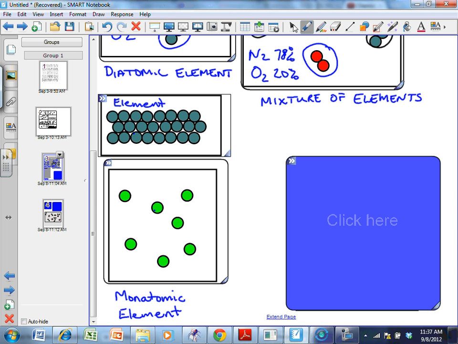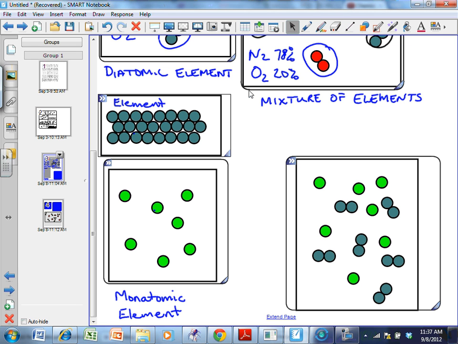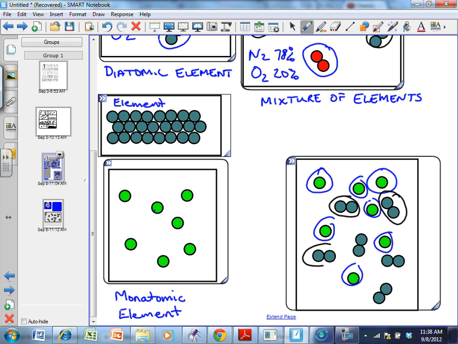Okay, let's look at this next one. All right, so here, again, we haven't hit a compound yet because in each of these, okay, so that is an element, that is an element. So it's not joined to any other kind of atom. This is one element that I've circled in blue, and then I've circled the other one in black, but those are molecules of an element, so that's a diatomic element. So that's just a mixture of monatomic and diatomic elements. Okay, so it's a mixture of two elements.